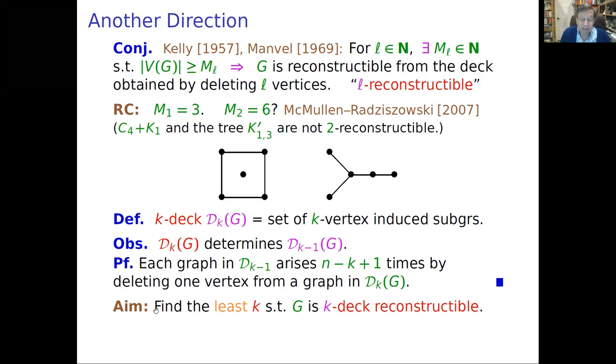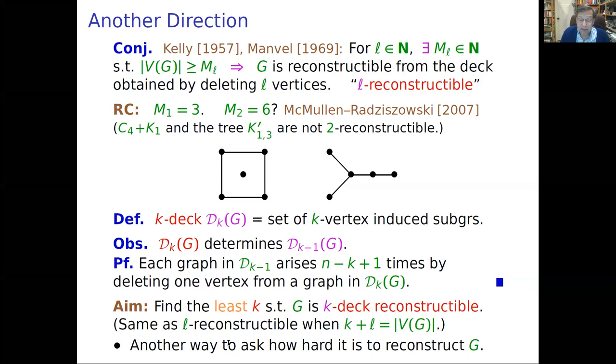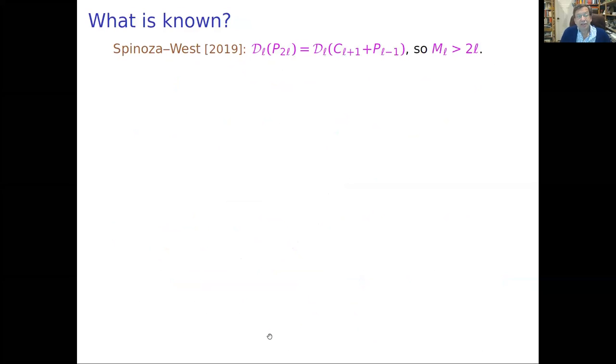So that means that the sensible aim in studying how hard it is to reconstruct a graph is to find the least k such that our graph is reconstructible from the k-deck. Or equivalently, this is the same as talking about it being L reconstructible if k plus L equals the number of vertices. And as I said, this is another way to think about how hard it is to reconstruct a graph. So what do we know about this problem?